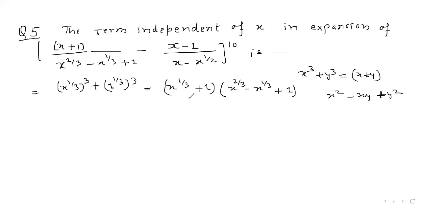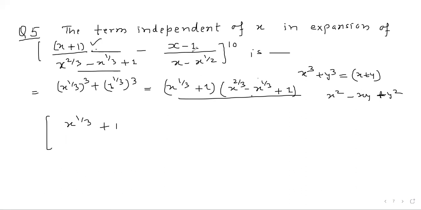Now if we put this value here, this term will cancel out by this term, and we will be left with x power 1 by 3 plus 1 in the numerator. So I'm writing that x power 1 by 3 plus 1.